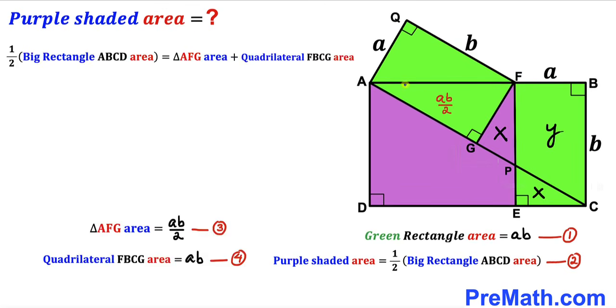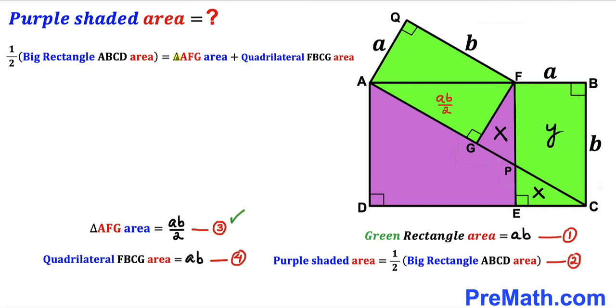And here's our next step. Let's focus on this right triangle ABC, as you can see over here. And this triangle ABC area is same as the half of this big rectangle ABCD area. And we can see this area is going to be equal to this triangle AFG area, plus the area of the quadrilateral FBCG. We are talking about this quadrilateral FBCG area.